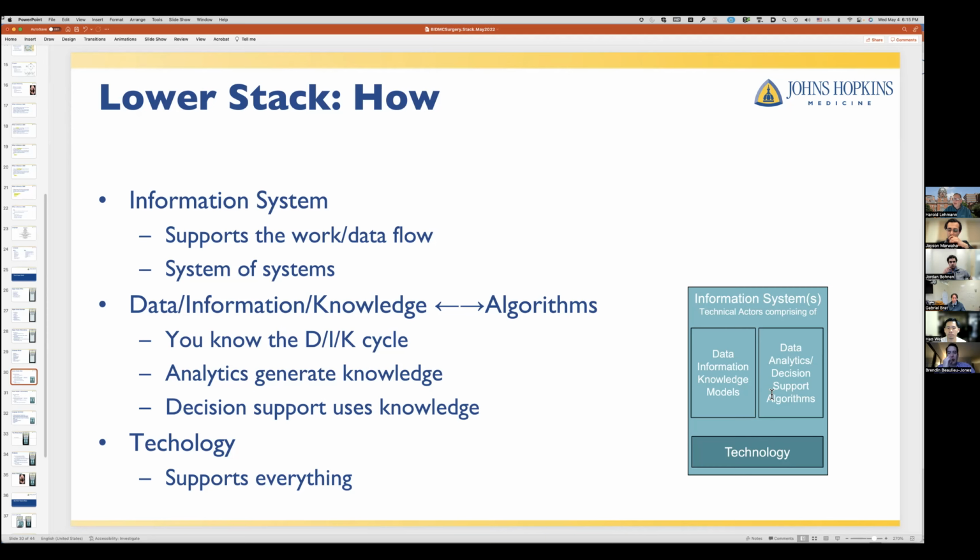Then the analytics and the algorithms, the decision support, those are all how you use the data, either afferent to learn or efferent to put into place.